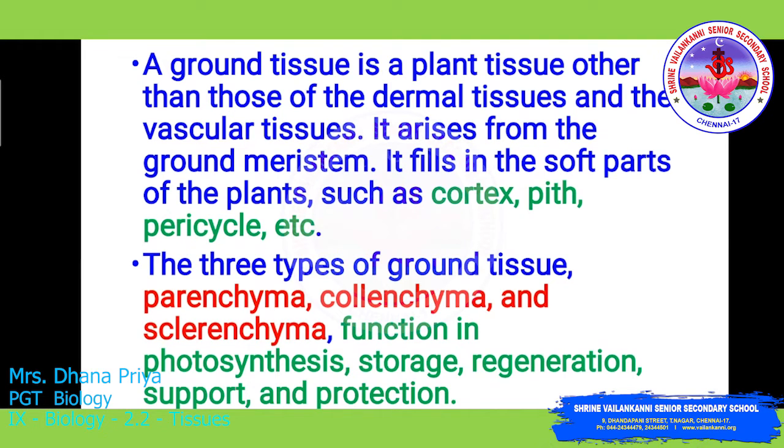As we discussed, the ground tissues are of three types. They are parenchyma, collenchyma and sclerenchyma, based on the function like photosynthesis, storage, regeneration, support and protection.